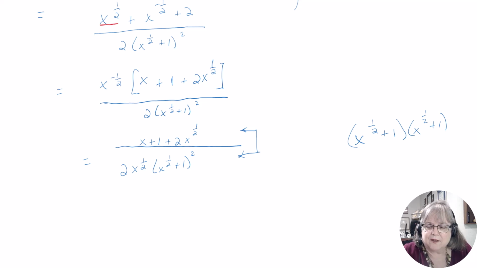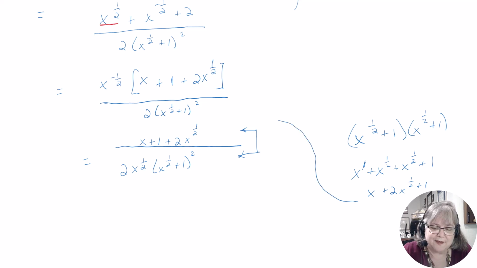Okay, so doing the FOIL method, the first, x to the 1/2 times x to the 1/2, right, is x. Add the powers together, x to the first. Then you'd have x to the 1/2 times 1 plus x to the 1/2 times 1 plus 1 times 1 is 1. So this is x plus 2 x to the 1/2 plus 1. Okay, and you see this and that.